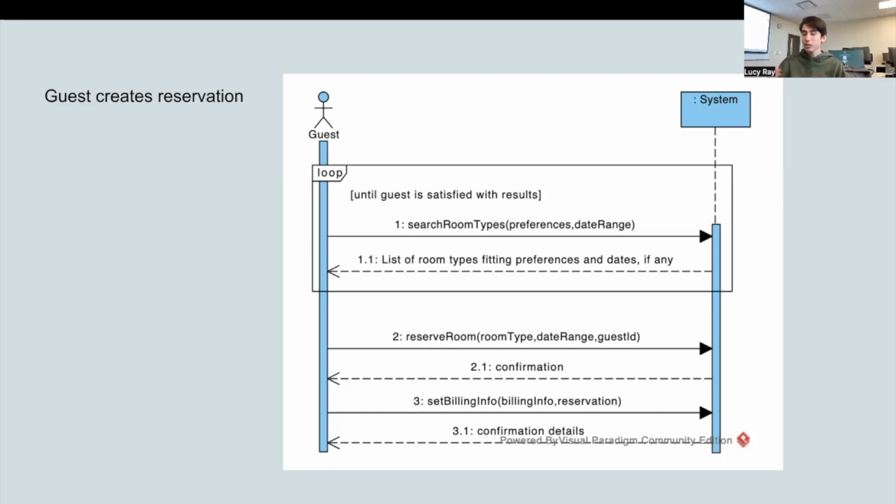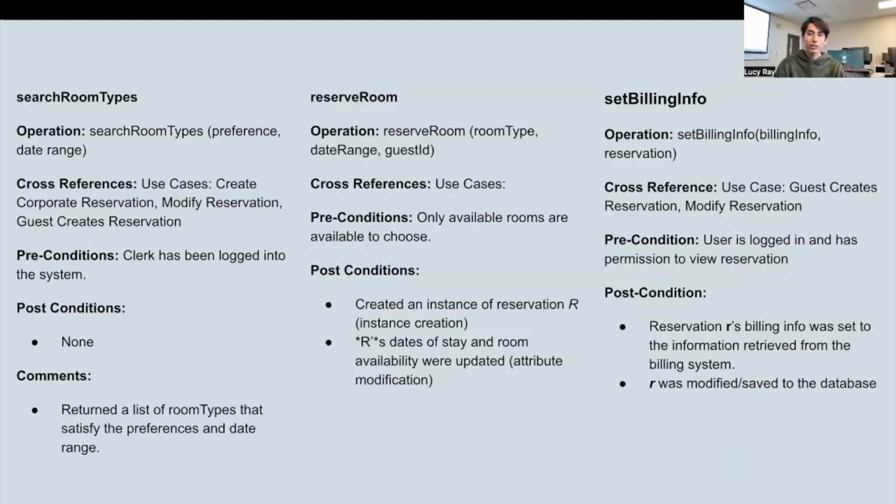The system then takes all of that information, turns it into one reservation, and sends it back to the guest and requests that he send some billing information back so they can save it with the reservation. The guest sends back that billing info, and the system sends back final confirmations. After all this is done, the guest has officially reserved a room. This creates these 3 operation types: search room types, reserve room, and set billing info, which I have explained earlier.